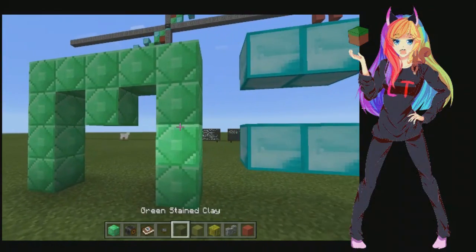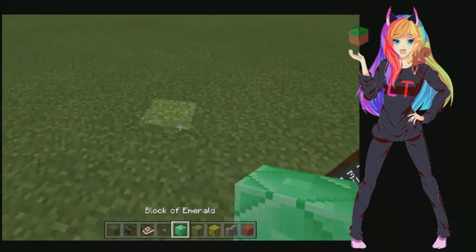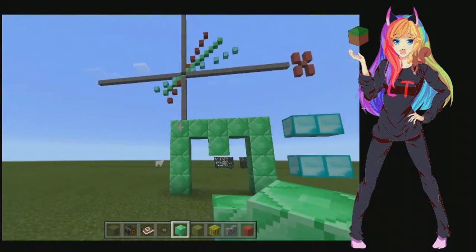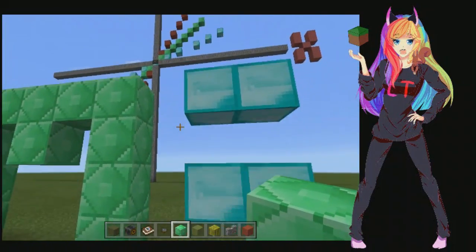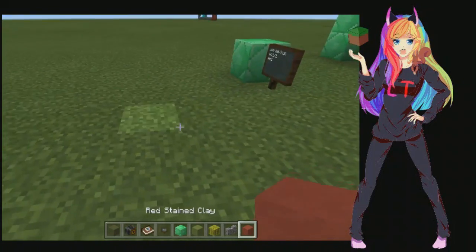I just thought of something cool. If I put that block there, it represents that line. And if I do the red one next? Yeah, I can do that. Right, red.